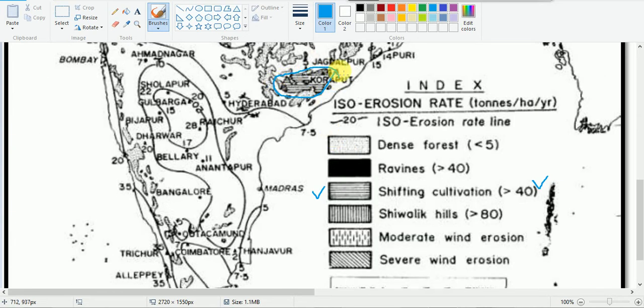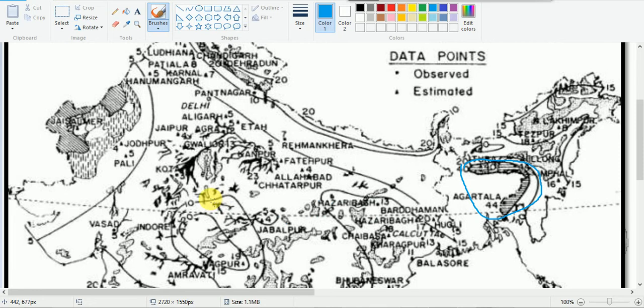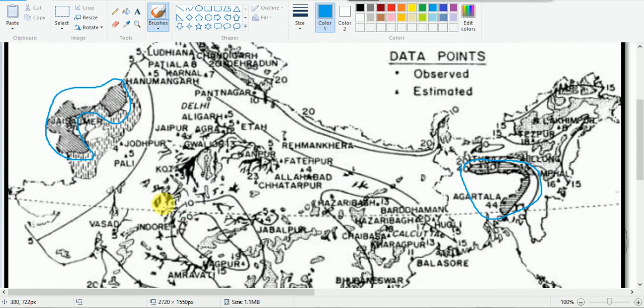Okay, and likewise see this side, this one shows severe wind erosion. Here we find it mainly in the western part of Rajasthan. Here the degradation of soil is caused by wind erosion. Next we have moderate wind erosion, and again this is also found in the middle part of Rajasthan.